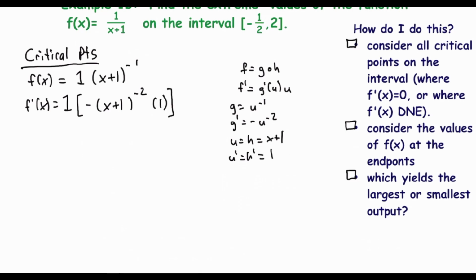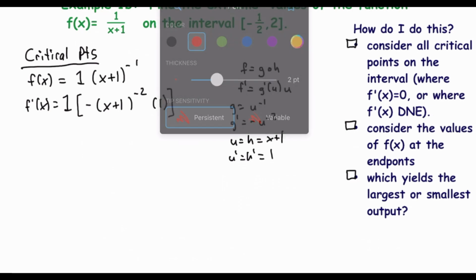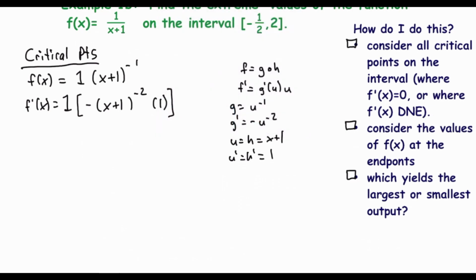And so you can see we have a couple 1's that we don't need. Cancel isn't strictly the right word here, but we're going to cancel them out. We don't need to show them. So if I rewrite my function, I'm going to have my derivative is equal to negative x plus 1 to the power of -2.